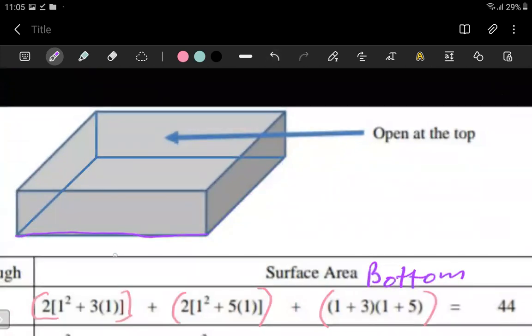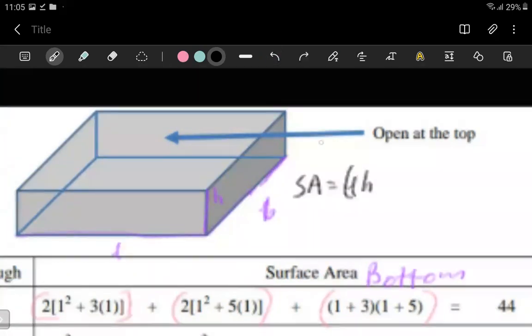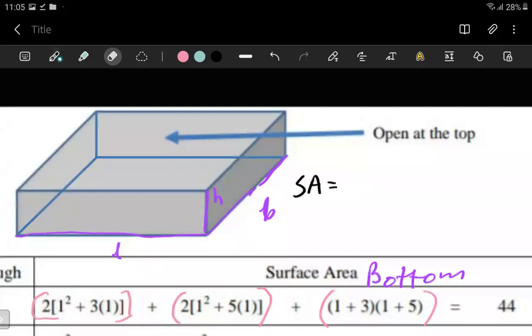So this would have been length, this would have been breadth, this would have been height. These would have been the dimensions. And then the surface area would have been length times height. But then we have two of them, right? So let's write that a bit better. We have two of them where we say length times height, and that's for the front and the back.